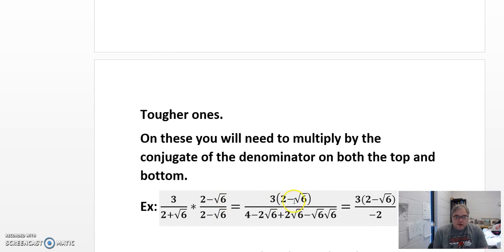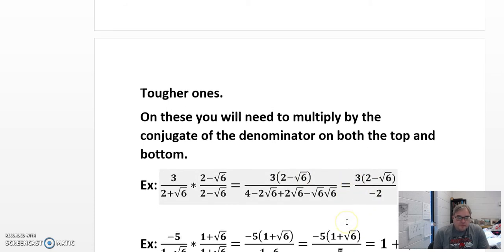On top, I'm not going to multiply the 3 in. I'll explain why in a second. And on the bottom, I'll FOIL these together. And whenever I do, the middle terms will go away. So I get 2 times 2 is 4, and square root of 6 times square root of 6 is 6. So 4 minus 6 is minus 2. The reason I don't multiply this 3 in is because if this was divisible by 2, then I could simplify this further. So I always leave it right there.